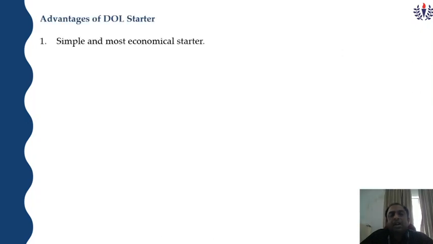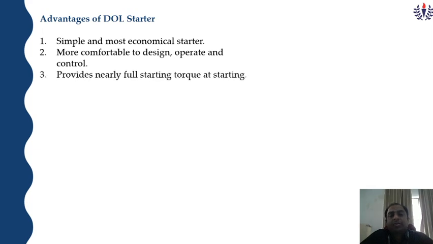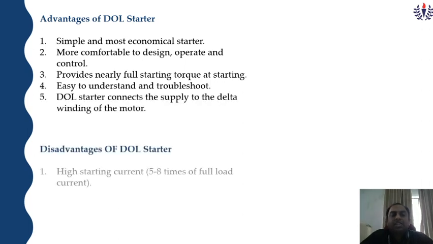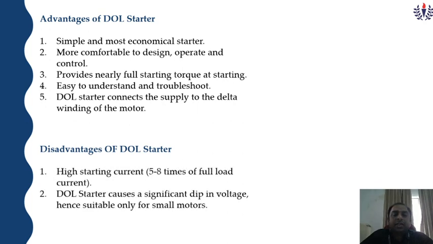Advantages: simple and most economical starter, easy to design, operate and control, provides nearly full starting torque at starting, easy to understand and troubleshoot. It connects the supply to the delta winding of the motor. Disadvantages: it has high starting current, 5 to 8 times the full load current. It causes a significant dip in voltage, hence suitable only for small motors, and it reduces the lifespan of the machine.